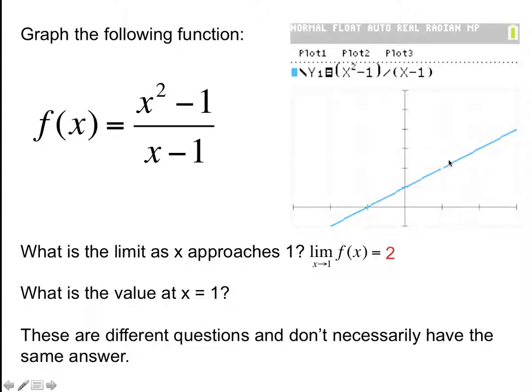What is the value at 1? It's undefined. We don't have a numeric value if we plug in 1 into this function. That's okay. We can still have a limit as long as we approach that same value from either side. So you have to remember that this limit question and this function value are two different questions, and they don't have to have the same answer.